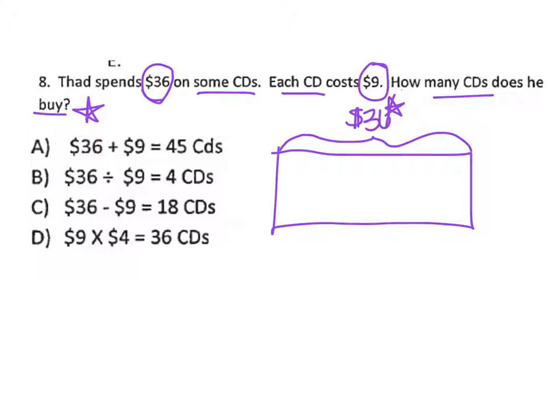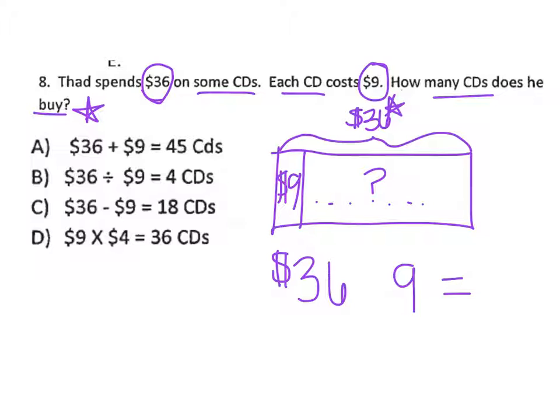The total is going to go on top of the tape diagram. It says that each CD costs $9. So, how many CDs does he buy? Well, I'm not really sure how many pieces of tape I'm going to need in order to get 36. So think about what math operation you are going to do with the numbers 36 and 9. Pause the video while you think about it and replay when you are ready.